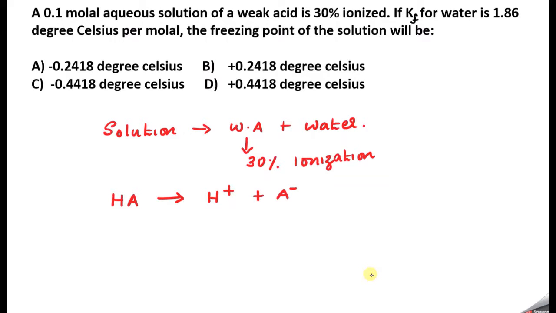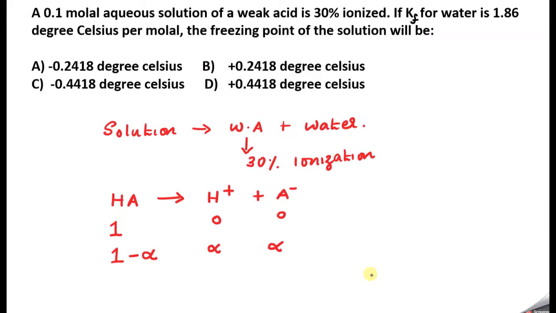Now we will calculate the degree of dissociation. It will be calculated for 1 mole. If 1 mole was initially taken, there will be nothing initially on the product side. Now in this 1 mole, we will assume alpha is the degree of dissociation. If alpha is dissociated, the remaining will be 1 minus alpha. Here alpha moles of H plus will be formed and alpha moles of A minus will be formed.